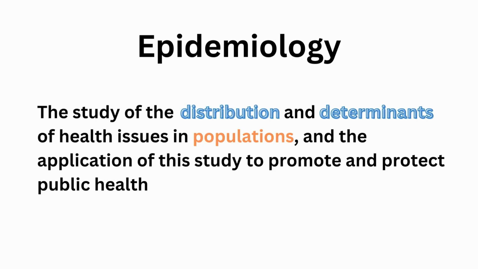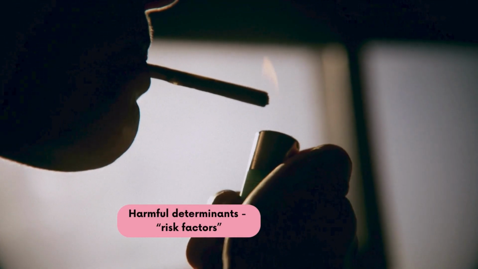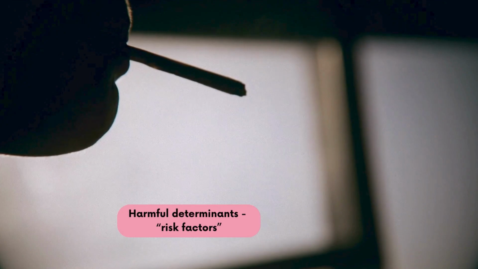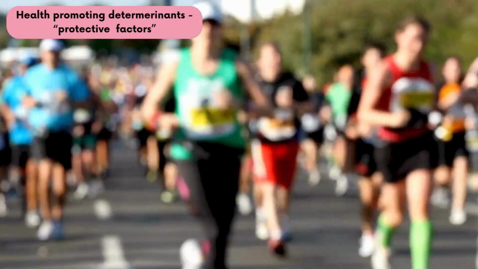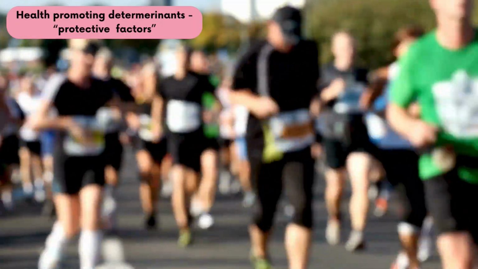This brings us back to the definition of epidemiology. The second goal of epidemiology is to identify the determinants of health issues. Determinants are causes. There are several different words for determinants. They might be called exposures. Determinants that are harmful to health might be called risk factors. Determinants that promote health might be called protective factors.